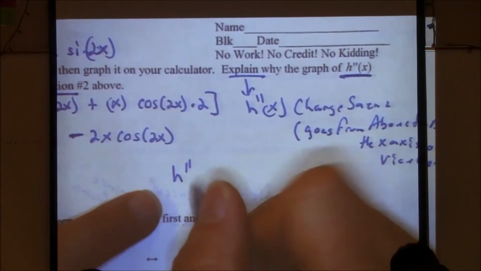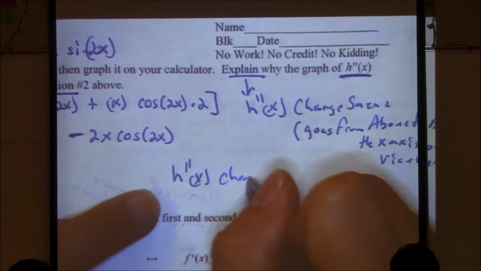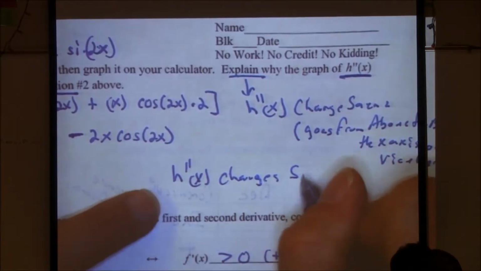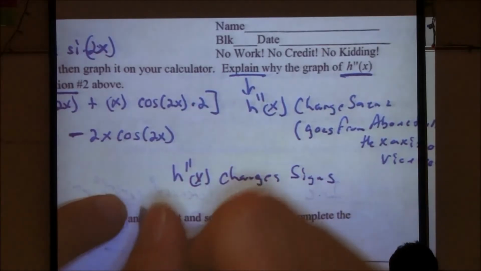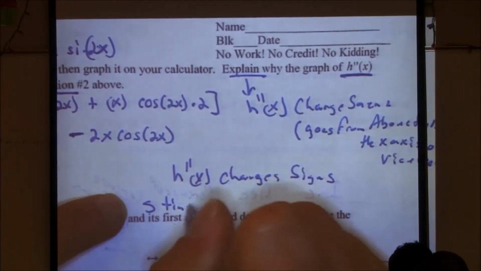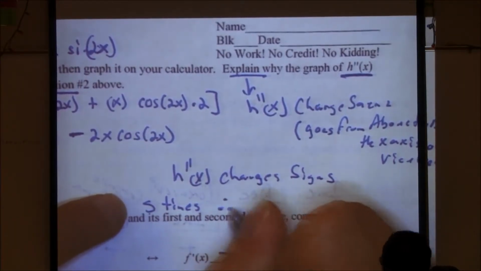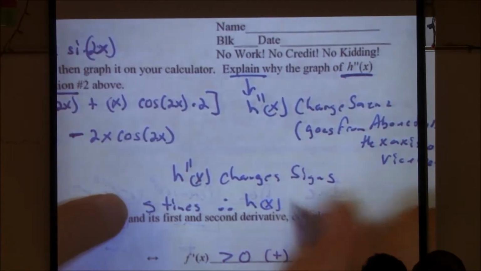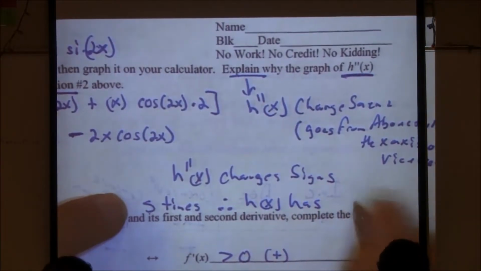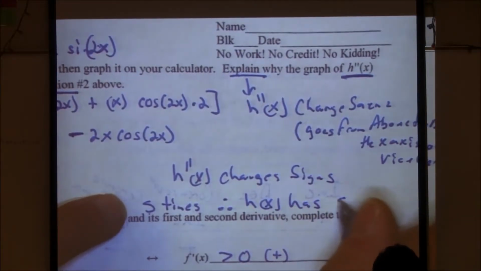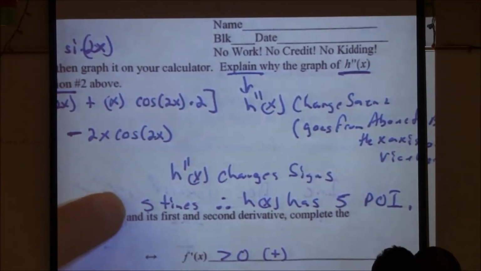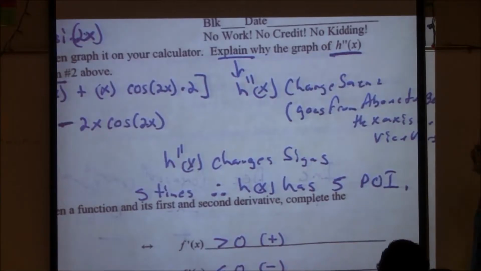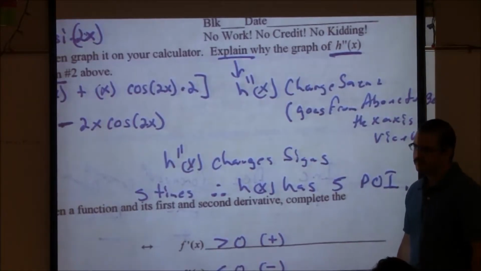H double prime of x changes signs how many times? 5 times. Therefore, h of x has 5 points of inflection. Good?